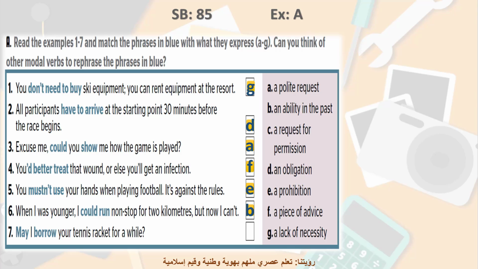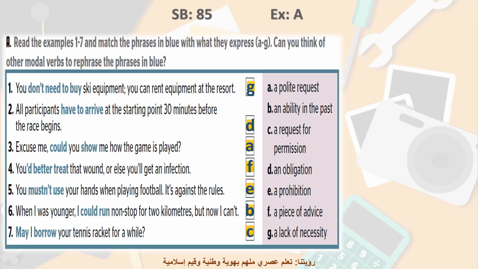What about number 7? May I borrow your tennis racket for a while? May I? May I go to the toilet? May I take something from you? Yes, it's C, a request for permission. طلب الإذن. I hope you all did the exercise correctly.